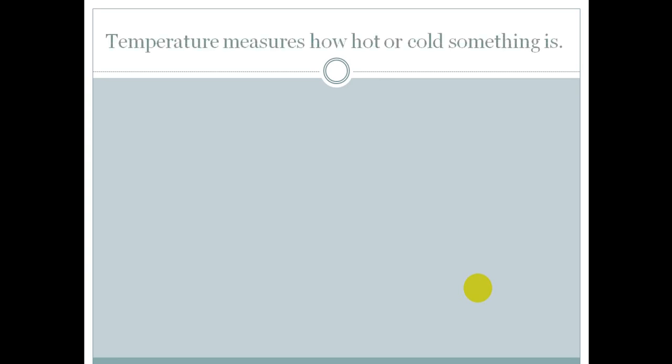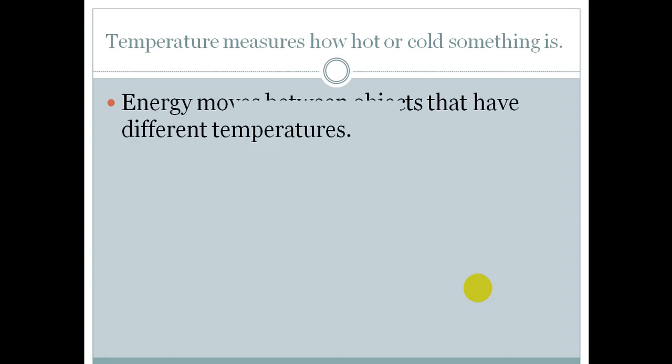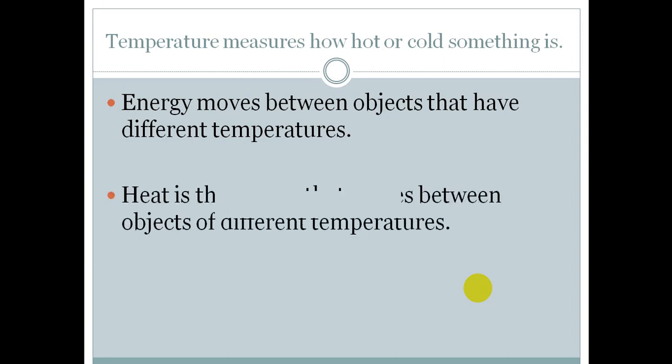Do you remember the definition of temperature? Temperature means the measure of how hot or cold something is. Objects which are hot have high temperatures, and objects which are cold have low temperatures. Energy moves between objects that have different temperatures.